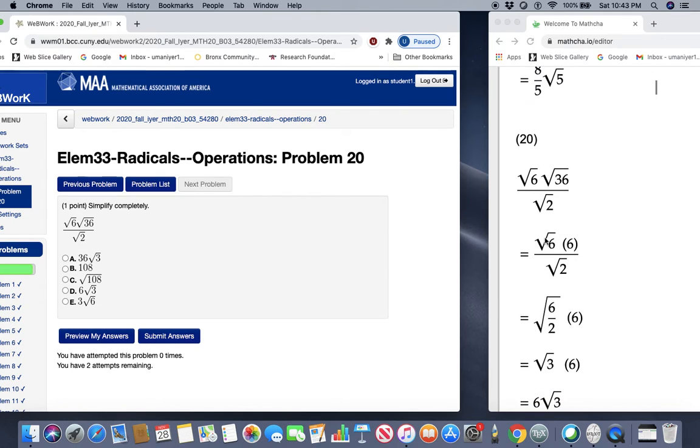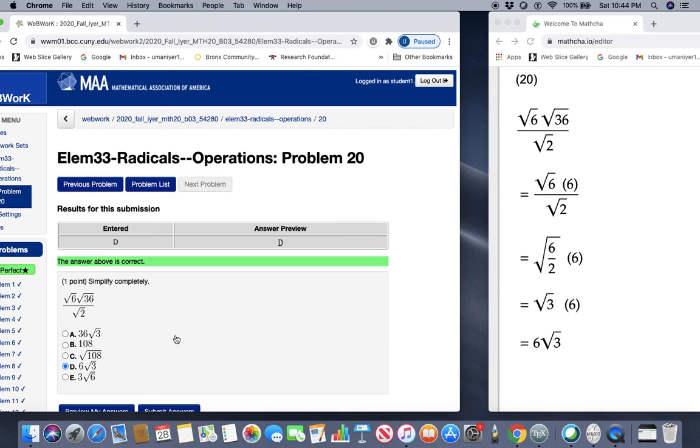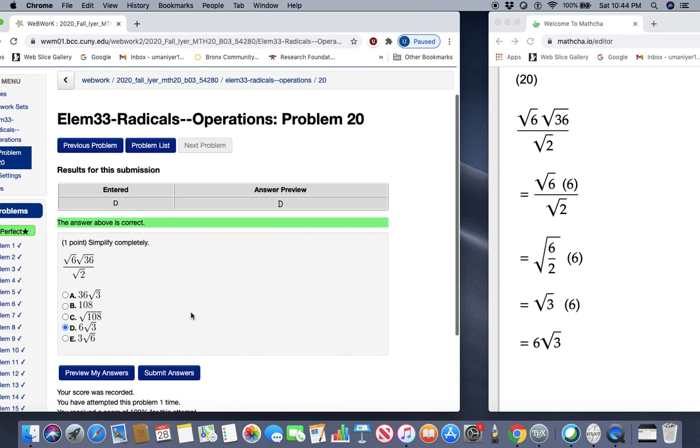These two can be combined into one big radical, 6 over 2 times 6. 6 over 2 is a 3. So square root 3 times 6. I have simply rewritten 6 in the front, square root 3 later. Okay, multiplication is commutative. So you can write 6 first, square root 3. 6 square root 3. This completes elementary 33. Okay.